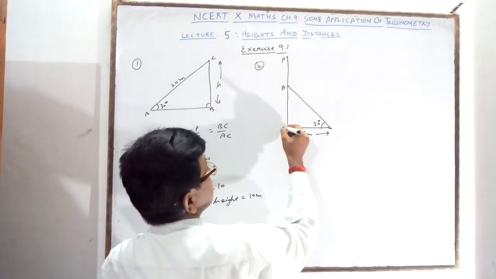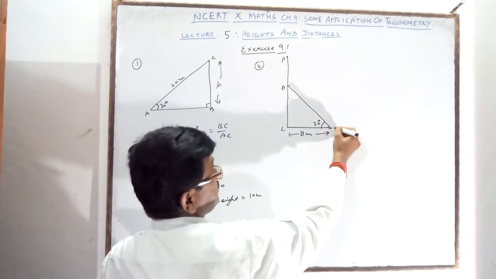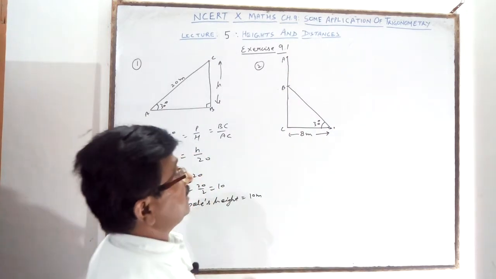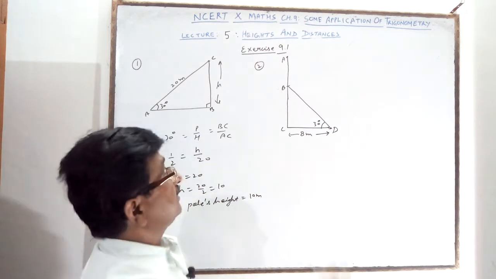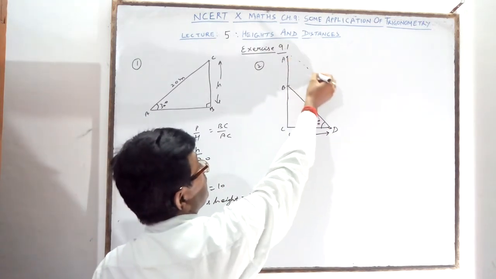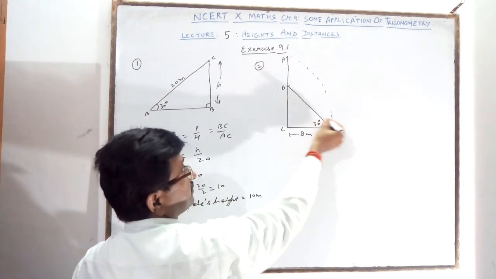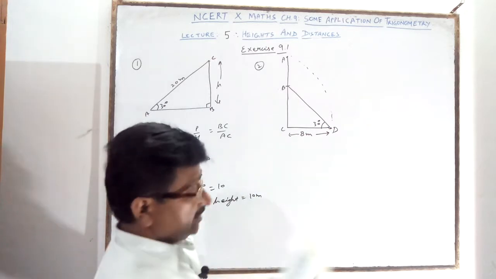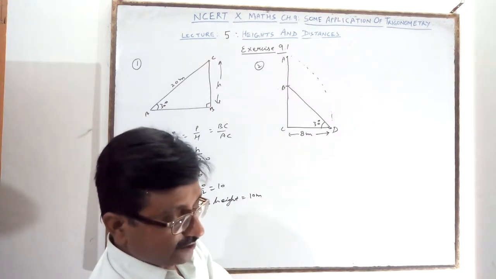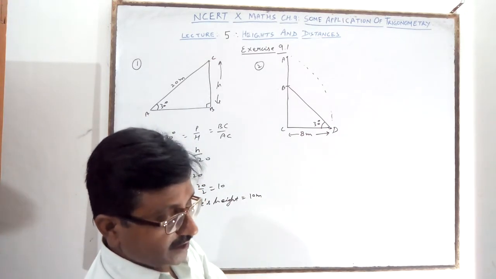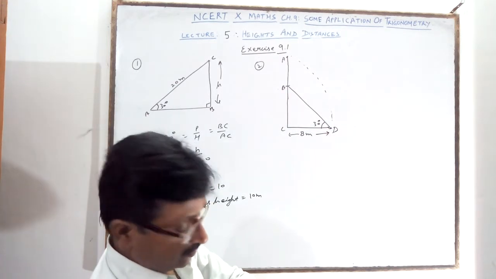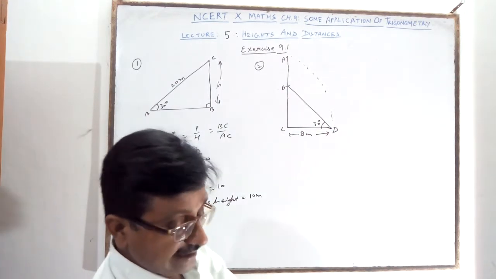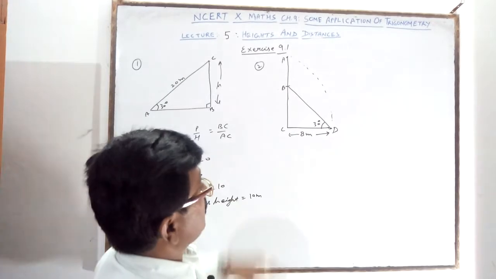A, B, C. AC is the tree and A is coming down to touch the ground at D, like this. From this place it is broken. You want to find the point where the top touches the ground, which is 8 meter away. You want to find out the height of the tree.